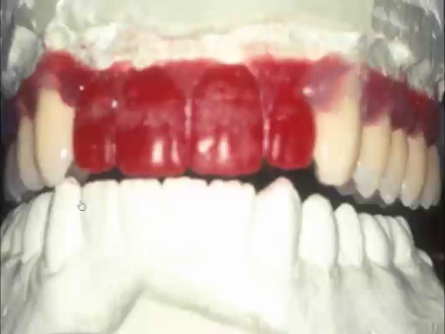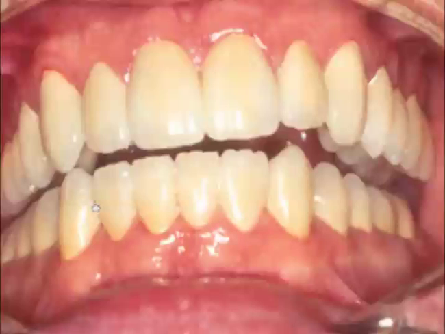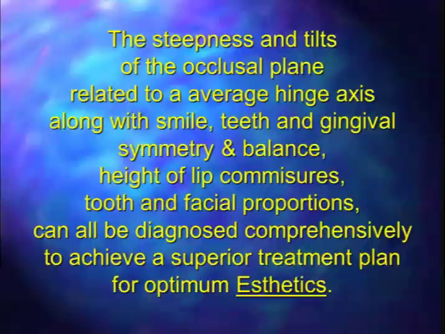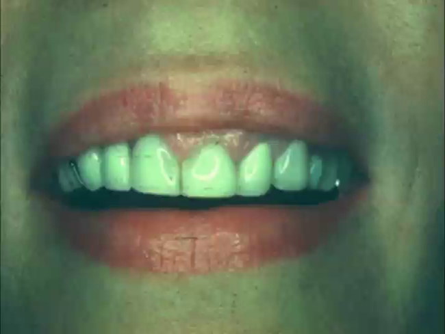And then we can see how this also works in the patient's mouth. And you can see how accurately the articulator simulates the same movements of the patient. Well, the steepness and tilt of the occlusal plane relate to an average axis of rotation, along with smile, teeth, and gingival symmetry and balance, along with height of lip commissures, tooth and facial proportions can all be diagnosed comprehensively to achieve a superior treatment plan for optimum aesthetics. So if you have candidate occlusal planes, dental midlines that are off, and unsymmetrical gingival tissues, you can hopefully get that all straightened out the first time.